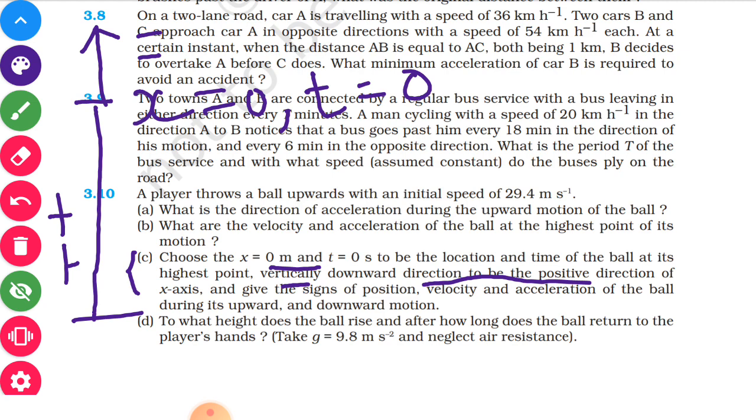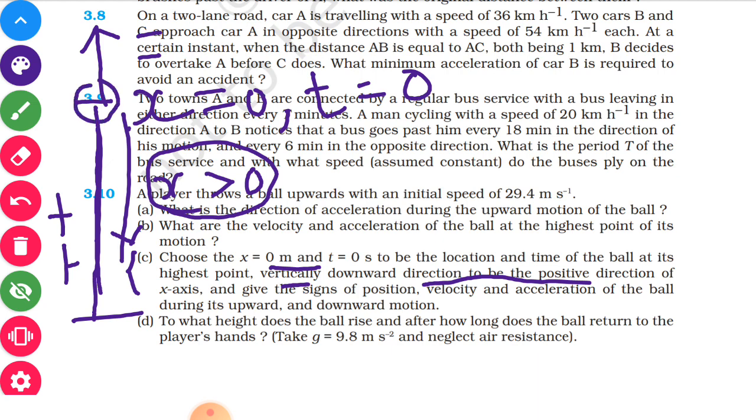Okay, now we want to give the sign of position, velocity and acceleration of the ball during its upward and downward motion. So when it is moving in upward direction, okay, position is x is greater than 0. When it is moving in downward direction also, x is greater than 0, because the values will be positive, because 0 is taken here, so here all positive values are there. Okay, so you can understand that x is greater than 0 for its motion in upward as well as downward direction.